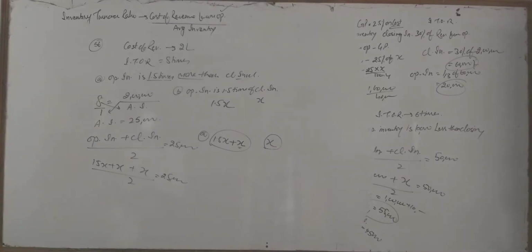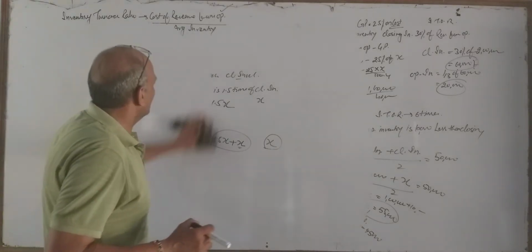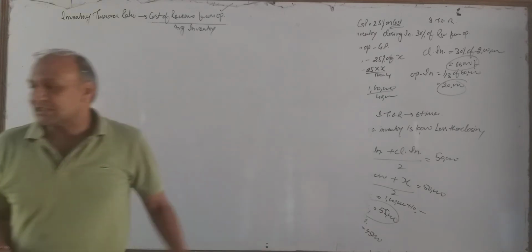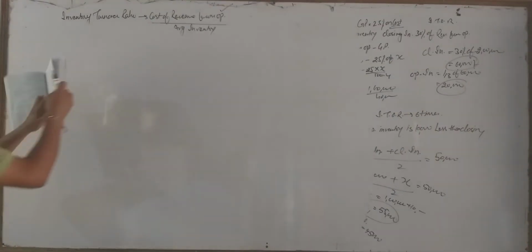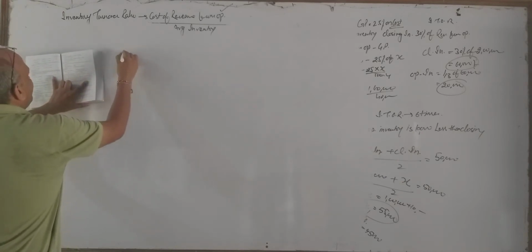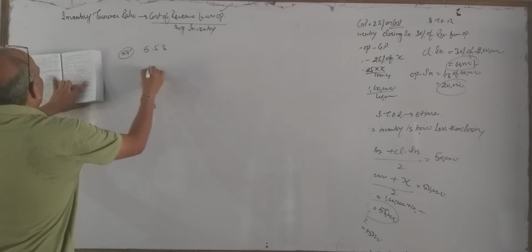Okay, let me see, can we do one more sum now? Yes, we will do last sum for today. Last sum number I will take 58. Illustration 58, page number 5.53.